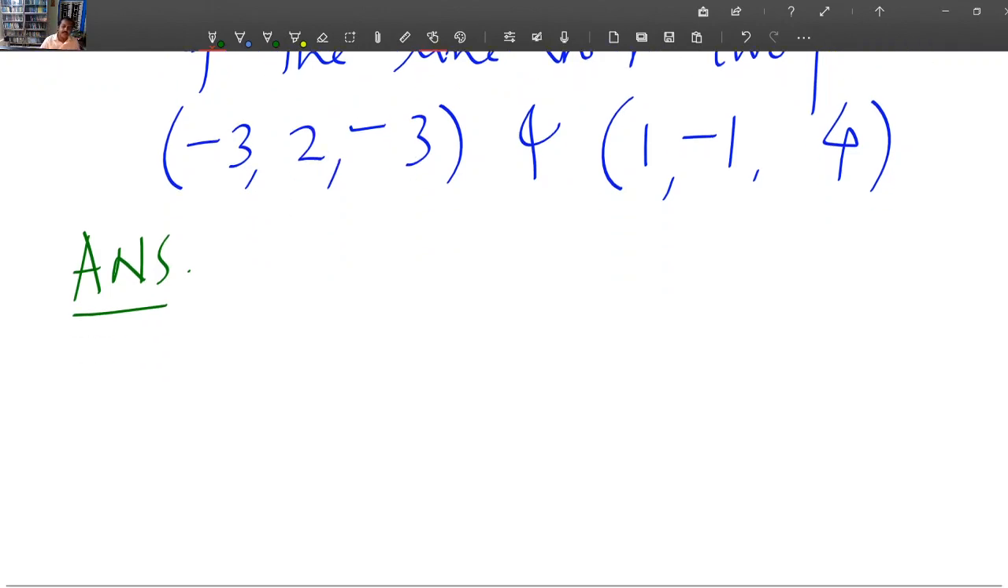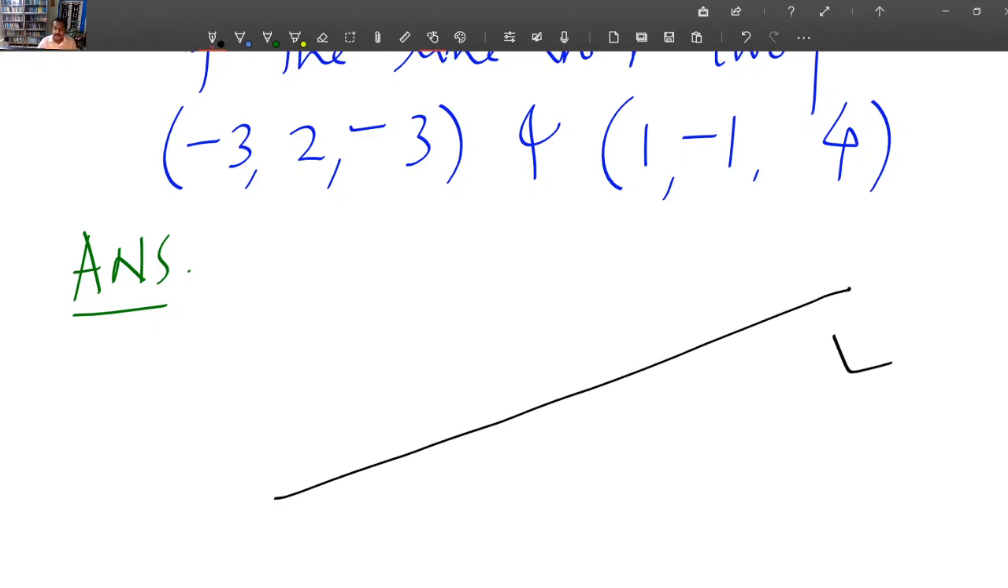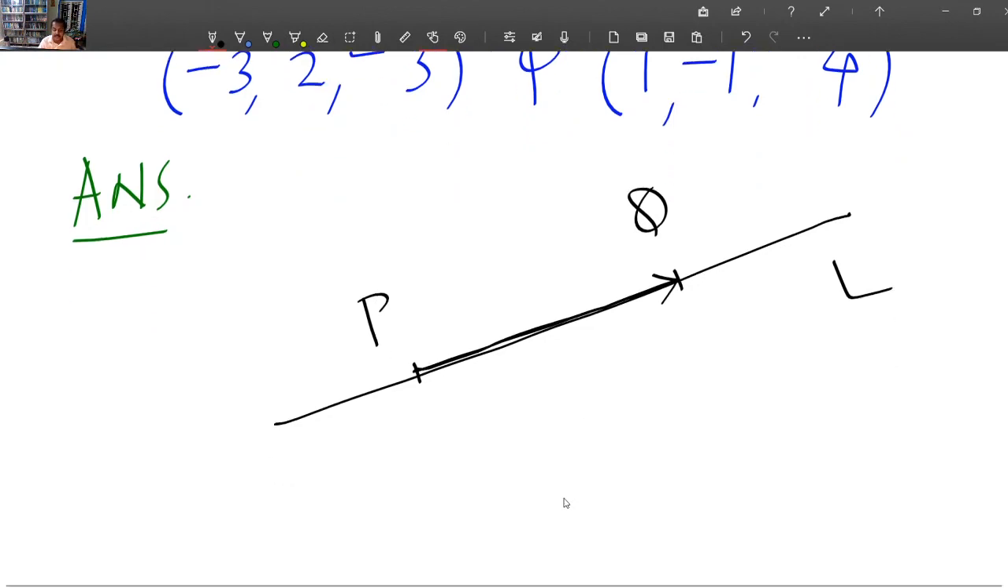So here the situation is like this. You are given a line L, and you are given two points. Suppose that P is the first point and Q is the second point. So the vector PQ will be a vector in the direction of the line L.